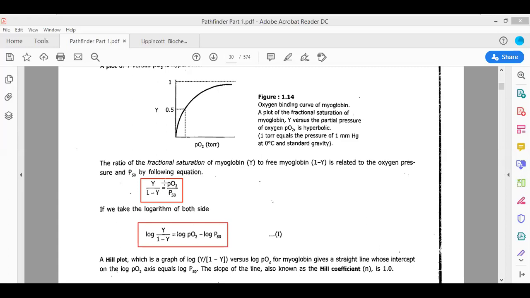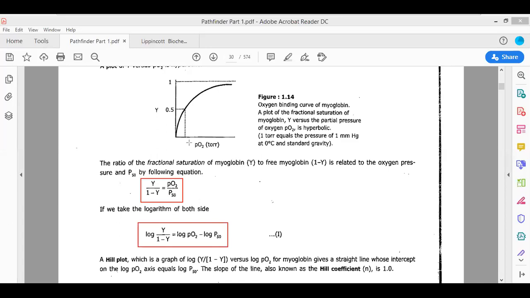Now taking log on both sides: log Y divided by 1 minus Y equals log PO2 divided by P50, which equals log M divided by N, equals log M minus log N. Okay. So there is this equation that you are going to get. When you make a graph, you are going to plot percentage saturation against oxygen concentration. Y was percentage saturation. What are you going to get?